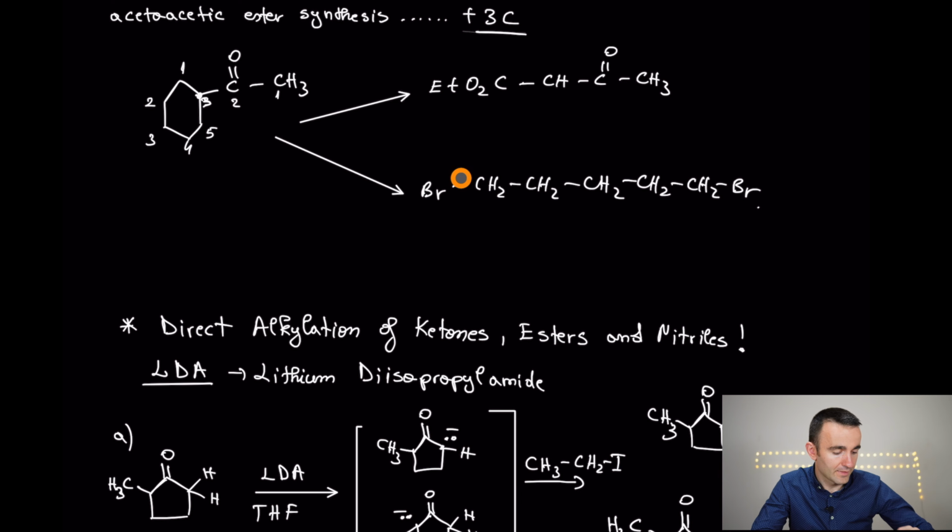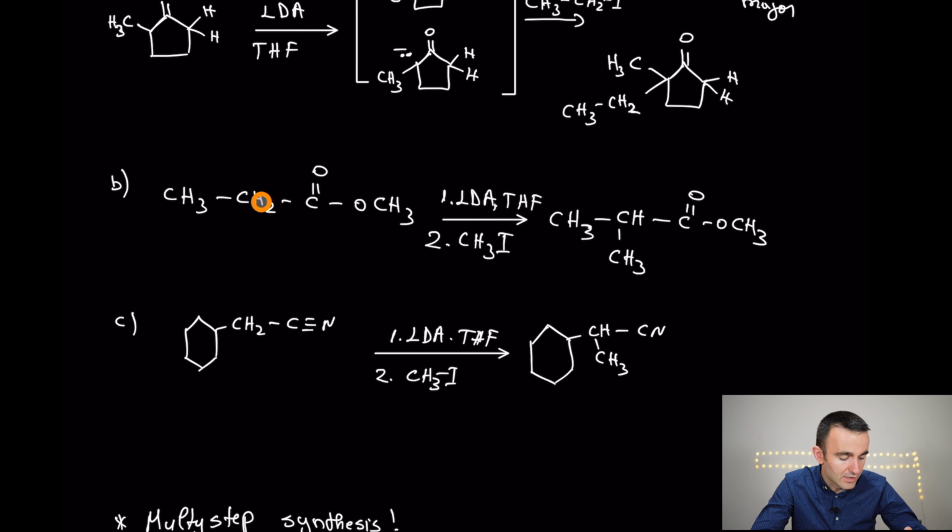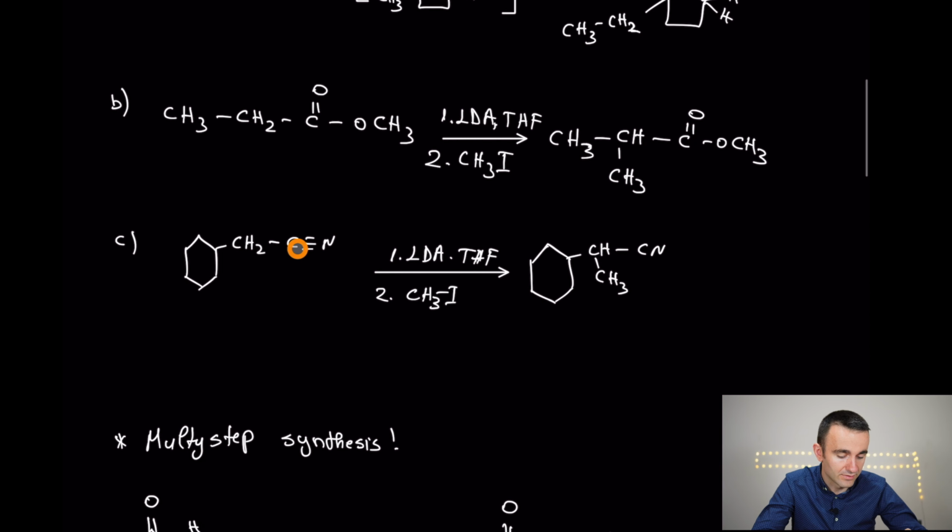halide, right? You can also do direct alkylation of ketones, esters and nitriles with a stronger base, such as lithium diisopropylamide. You can try it here with this cycloketone in THF. Be careful, you have the formation of 2 products. Again, it goes according to the SN2 mechanism with primary halides. With esters, again, you can do halogenation at the alpha position, and with nitriles, you can do alpha substitution. Let's go to some examples now.